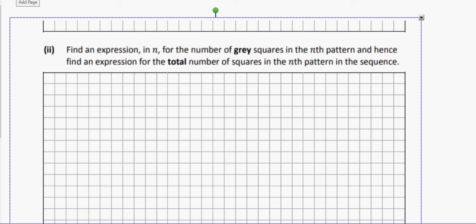Find an expression in n for the total number of grey squares in the nth pattern, and hence find an expression for the total number of squares in the nth pattern of the sequence. Okay, so I think it's going to want me to do nearly exactly the same thing as the white squares, which will be interesting.